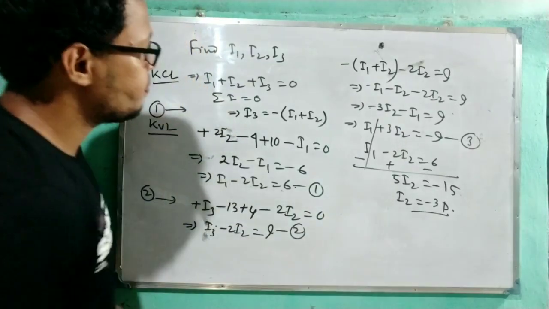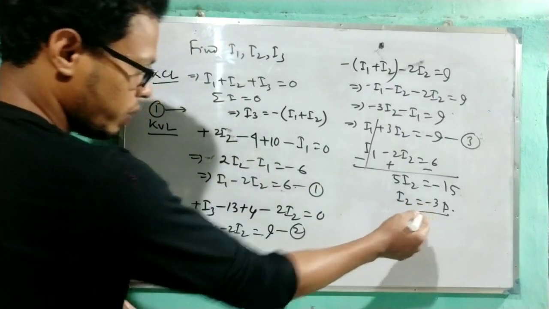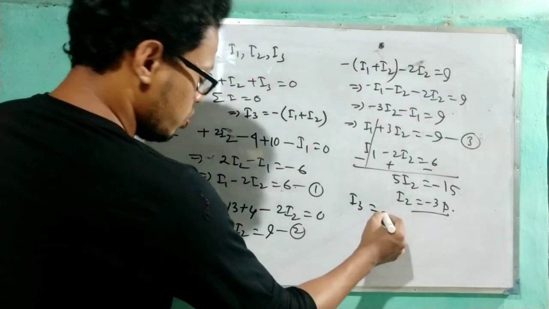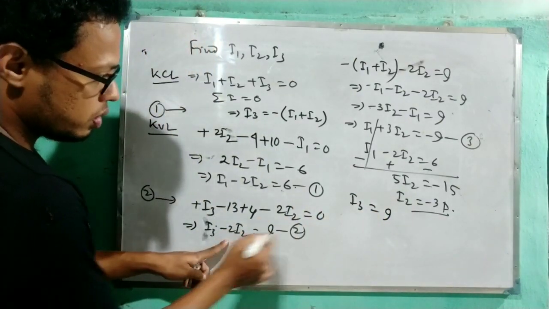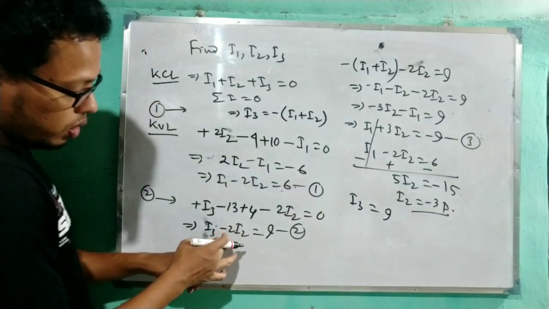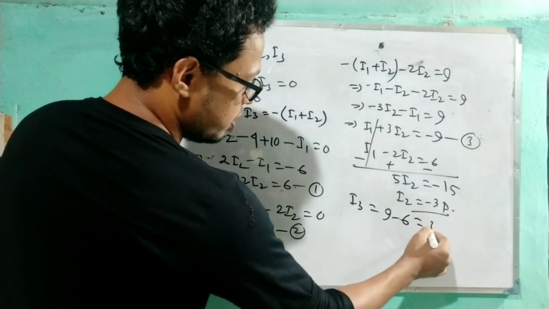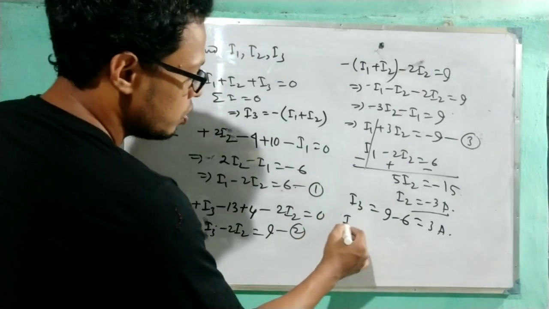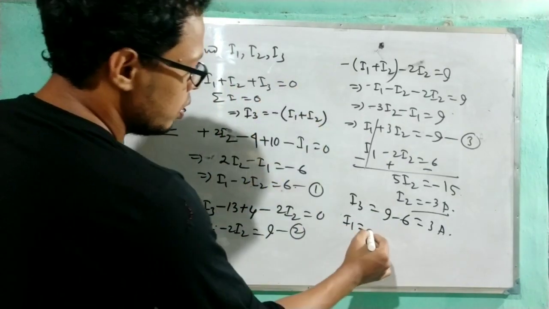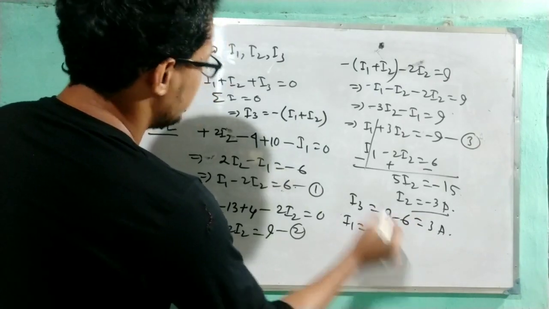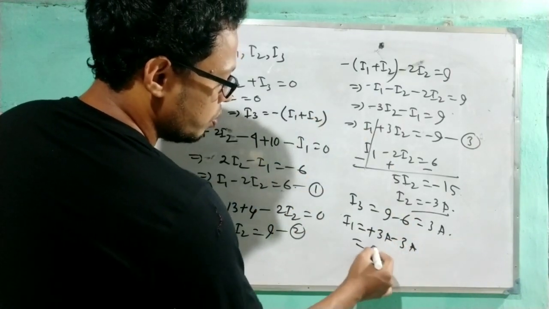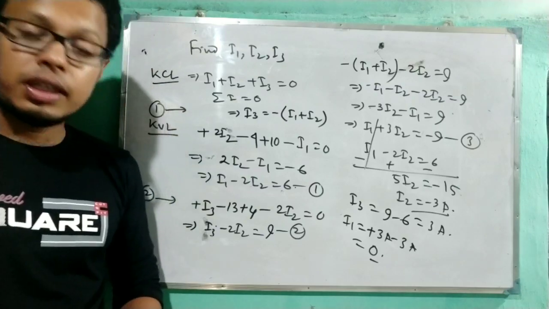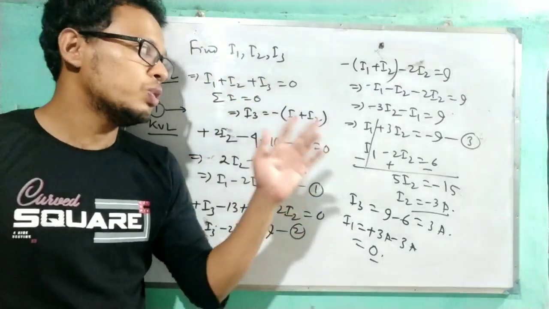Now to find the values of I1 and I3, put in the value of I2 that came, so I3 we can get from here. So I3 will be minus 3 minus 2, plus 6, so minus 9 minus 6, this will be 3 ampere. And if I3 equals 3 ampere, what will be the value of I1? So I1 will be minus I2, means minus minus plus 3 ampere, minus I3, minus 3 ampere, which will be 0. Means the value of I1 will be 0, I3 will be 3, I2 will be minus 3. This is how you have to calculate the value of current flowing through the resistor.